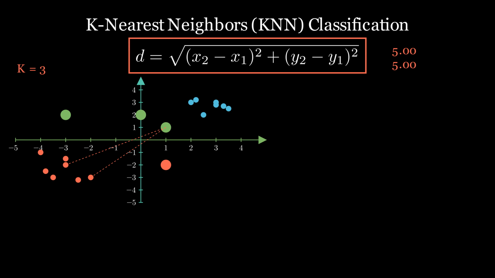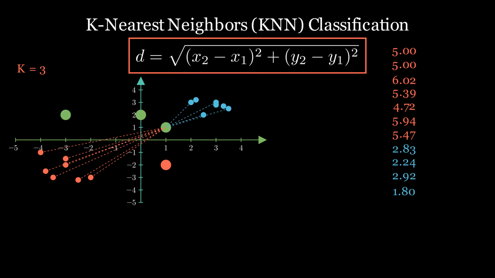Let's classify the test point at position 1, 1. We start by calculating the Euclidean distance between this point and all training points. Next, we select the k-nearest neighbors. Here, k is 3, so we choose the 3 closest points. Among the 3 nearest neighbors, 0 are from class A, red, and 3 are from class B, blue. Since the majority is from class B, the test point is classified as blue.